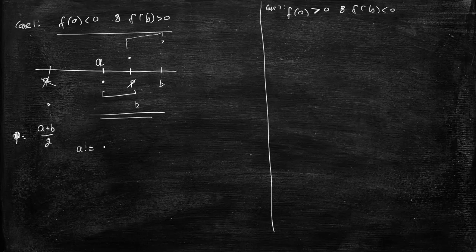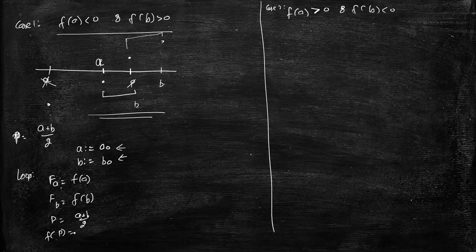So we will initialize A as something A node, B as something B node. We are given A and B value initially. Then how to update this? Compute FA and FB. So let us say capital FA equal to F of A and capital FB equal to F of B, and this will run in a loop. So what we will do next, we will calculate P. P will be A plus B upon 2, and calculate FP. Let us say this is capital FP equal to F of P.